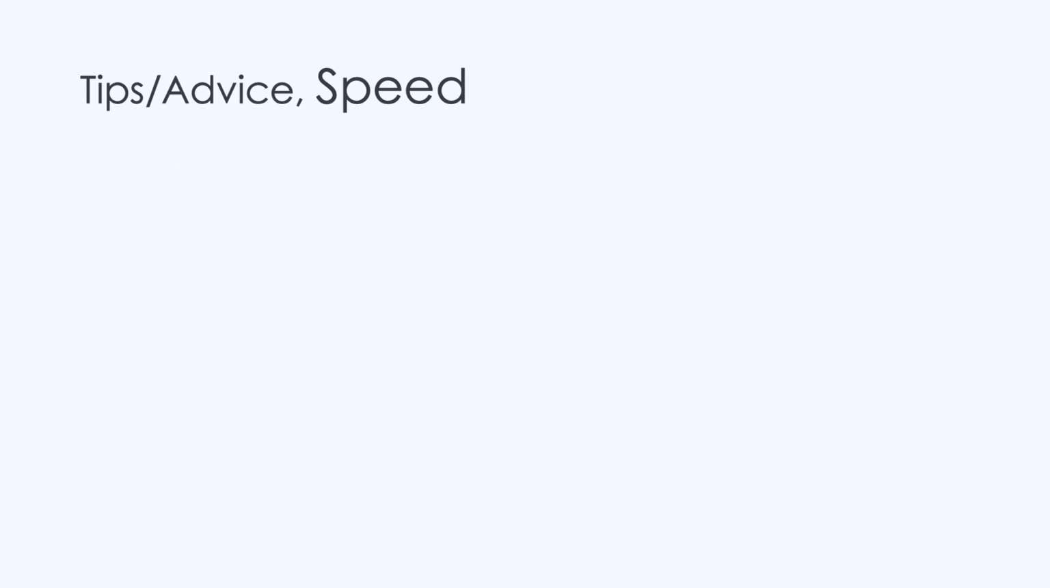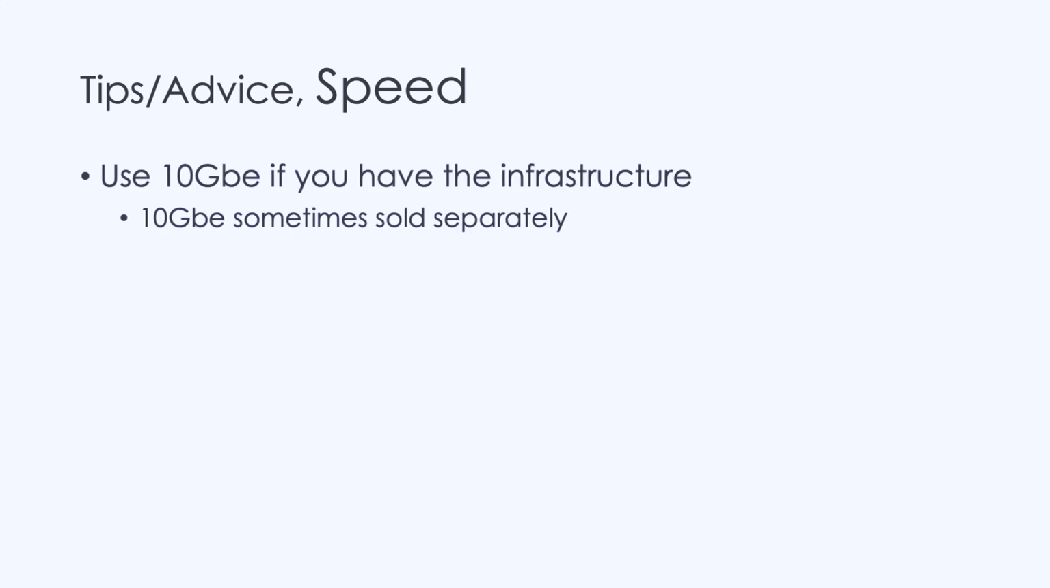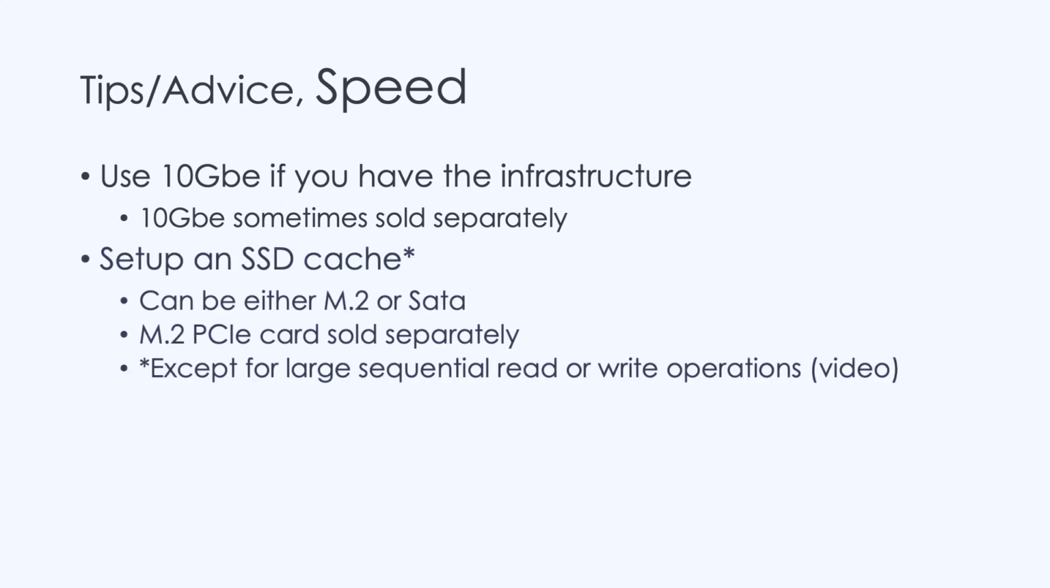If you're looking to get some extra speed out of these, they support 10 gigabit Ethernet if you have that kind of infrastructure. 10 gigabit is sometimes sold separately, sometimes it's built in. Again, you can check a model spec page to find out. If it's not supported internally, you buy a PCIe card for it, plug that in.